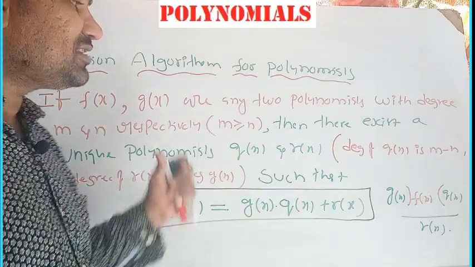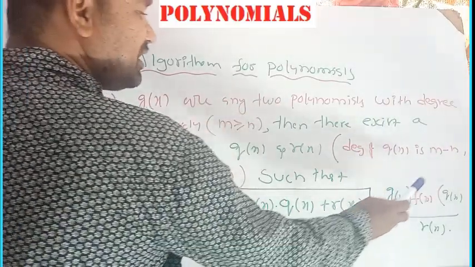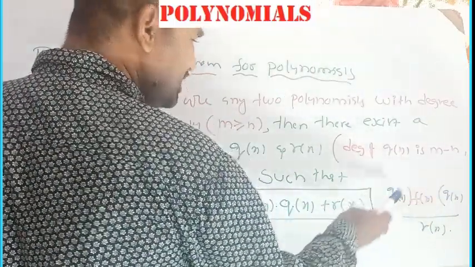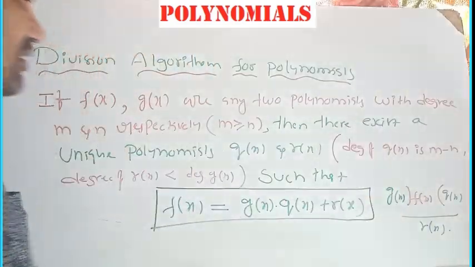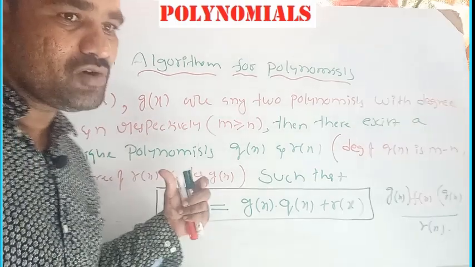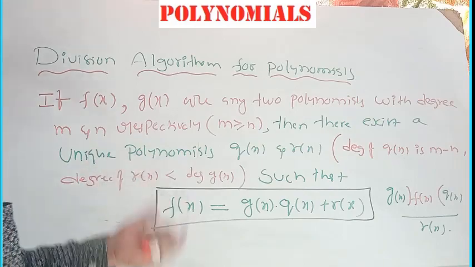Very important thing is degrees. We need to identify degrees. Degree of g of x should be less than degree of f of x. Degree of q of x is degree of f of x minus degree of g of x. Degree of r of x should be less than the degree of g of x. This is called division algorithm in polynomials. By using this division algorithm only, you can divide a polynomial with another polynomial and you can solve problems based on division of polynomials.